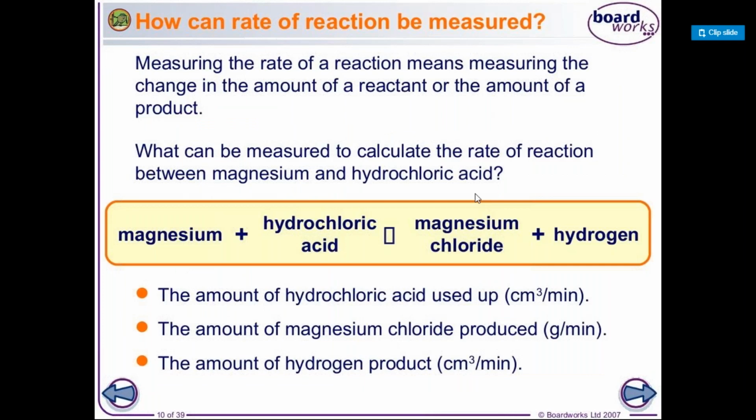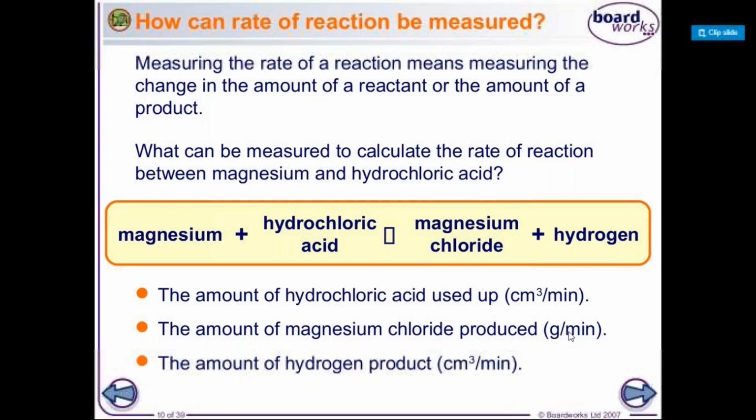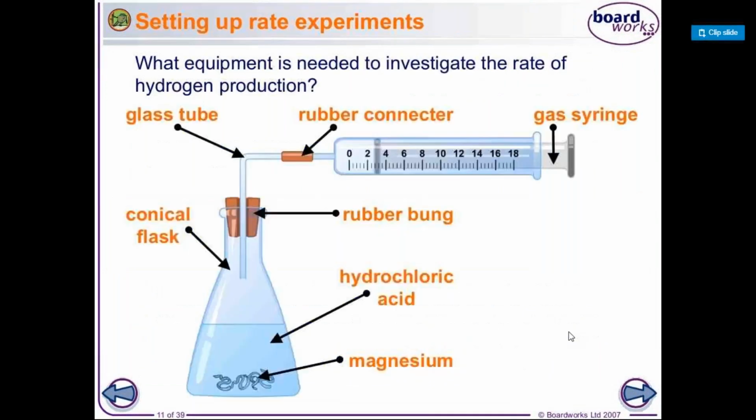Measuring the rate of reaction means measuring the change in the amount of reactant or the amount of a product. What can be measured to calculate the rate of reaction between magnesium and hydrochloric acid? When magnesium and hydrochloric acid are reacting, we can calculate the amount of reactants, and how they decrease over time. Also, we can calculate the amount of magnesium chloride produced in grams per minute, as well as the amount of hydrogen formed in cm³ per minute. As we know, hydrogen is a gas.